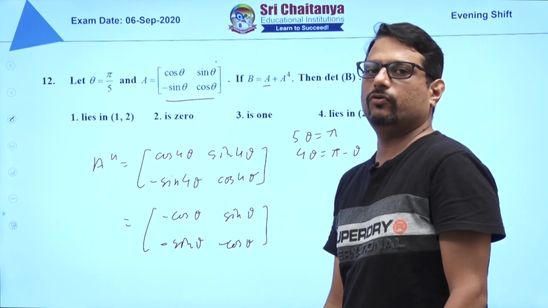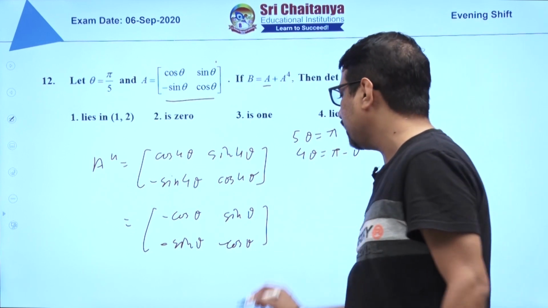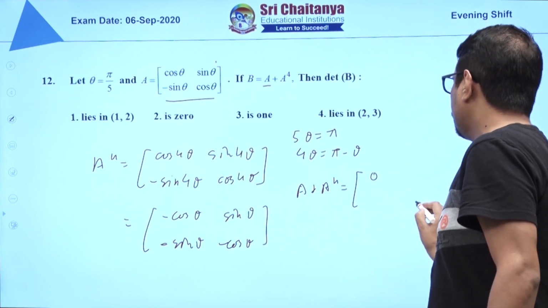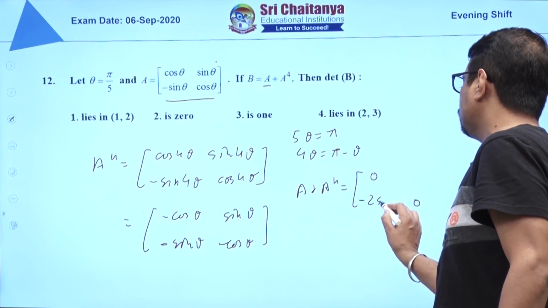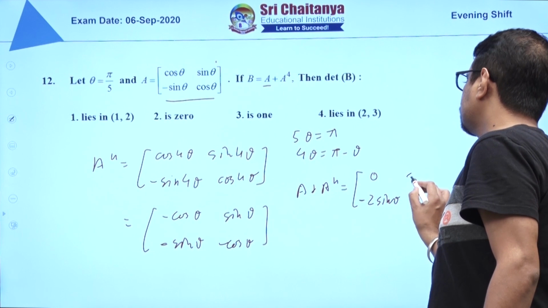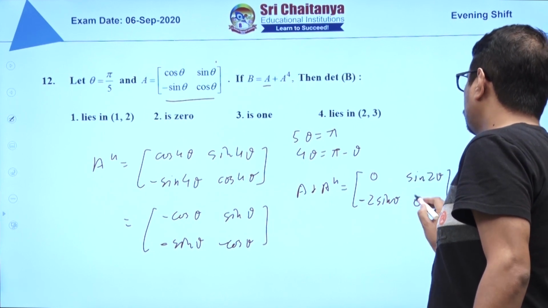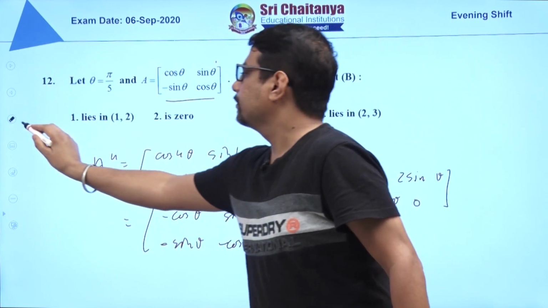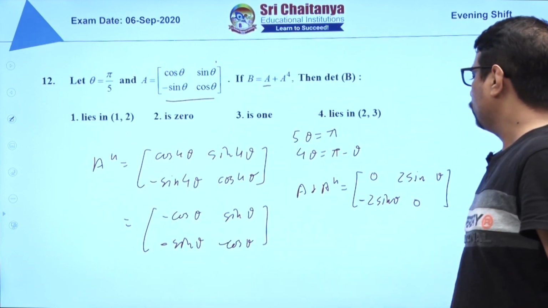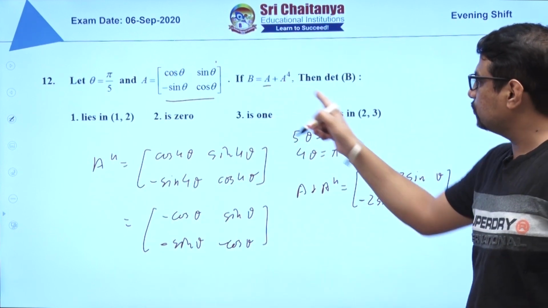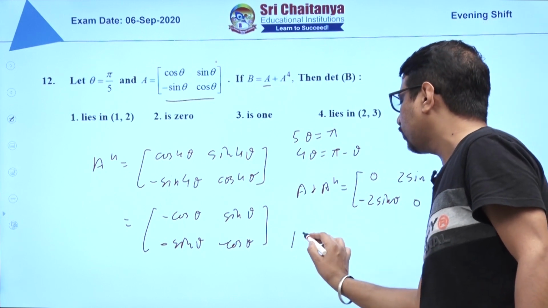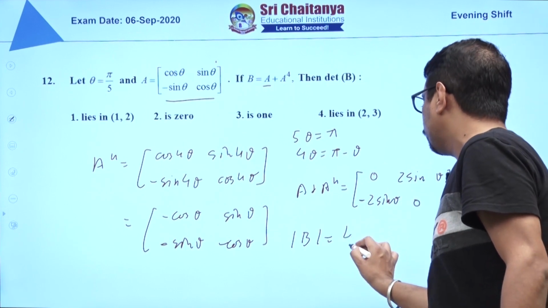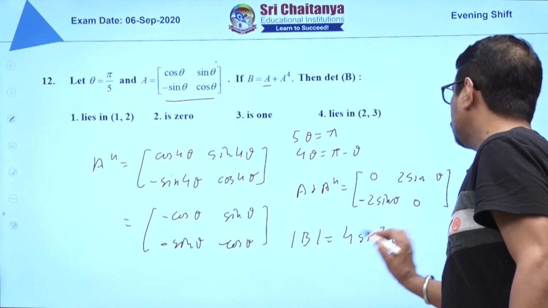Now add A plus A power 4. When you take A plus A power 4 in matrix, all the elements will get added. So A plus A power 4 will give you 0 here and 0 here. Here it will be minus 2 sin theta. Here also it will be 2 sin theta. Here also it will be 2 sin theta. What is asked? This is equal to B. So det of B you have to find. What will be det of B? Det of B will be 0 minus minus plus 4 sin square theta. So this will be 4 sin square theta.